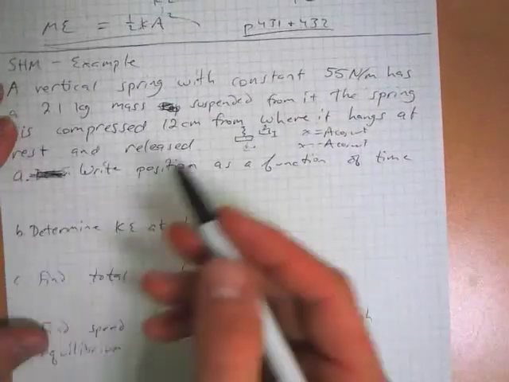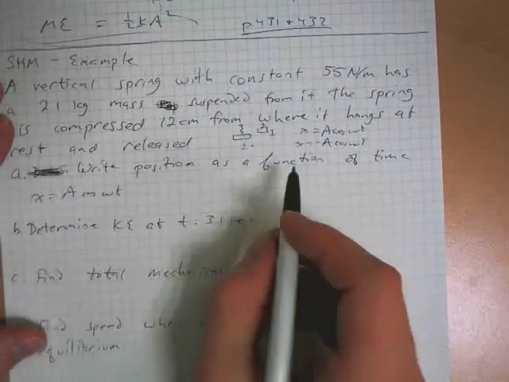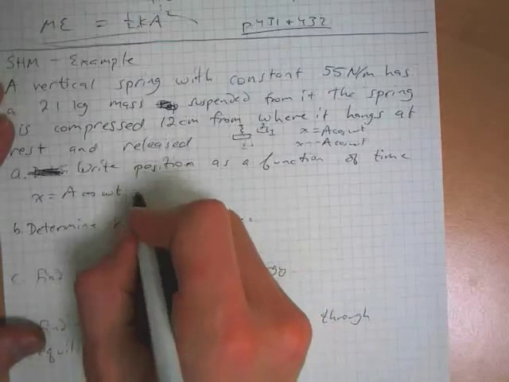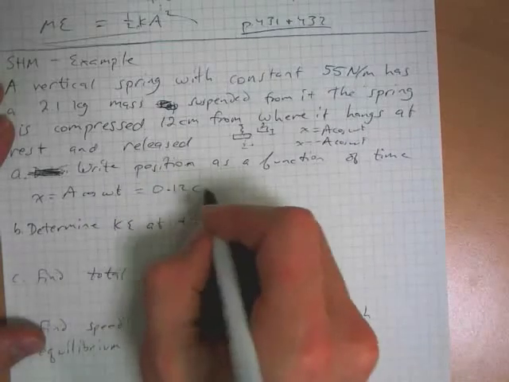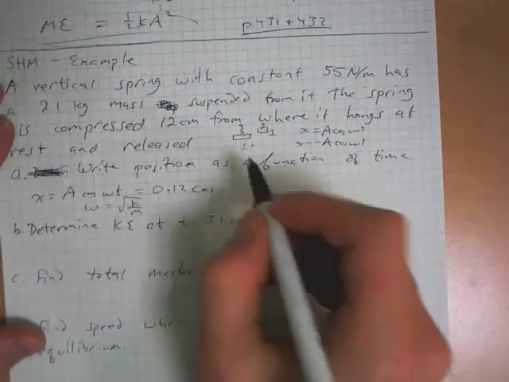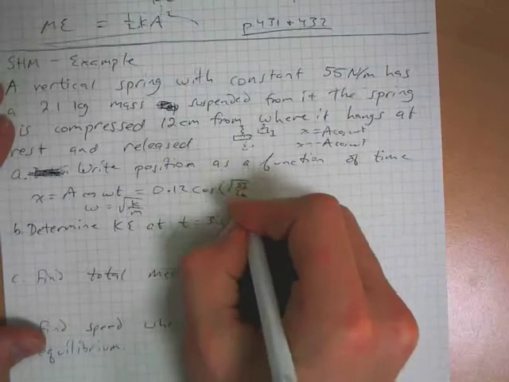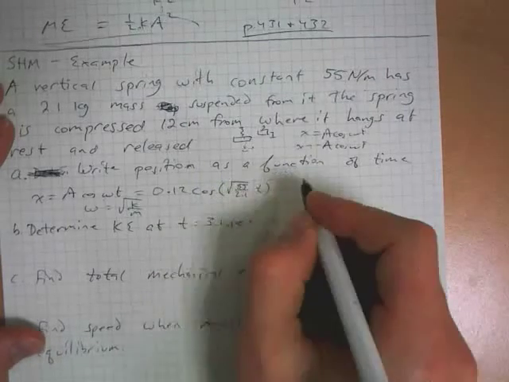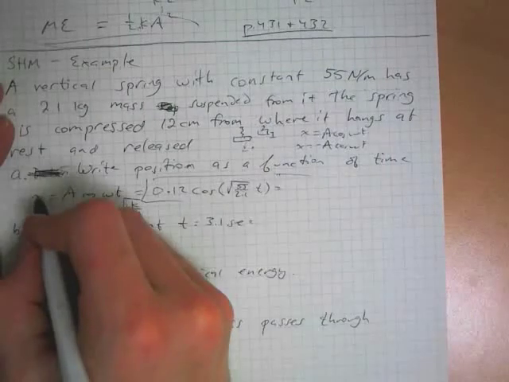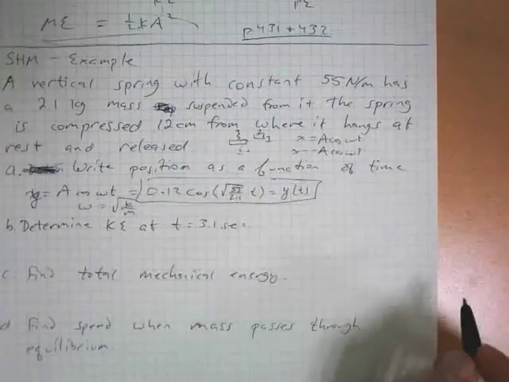So position is a function of time. x is A cosine omega t. Since we're going to be doing stuff with energy, I'm going to make this into meters. So our A is 0.12 cosine. Omega, remember, is the square root of k over m. So it's cosine of the square root of 55 over 2.1 times t. And this is the position as a function of time. I guess I should call this y since it's a vertical spring. It's y of t.